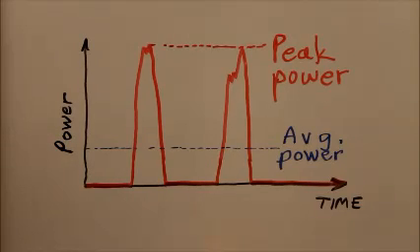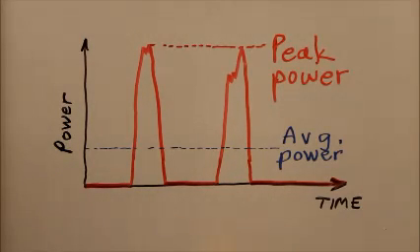Let's look at final exam question number 93, found on page 680 of Teach Yourself Electricity and Electronics, 5th edition. The question asks us how we can find the peak output power of a pulsed laser based on the average power.